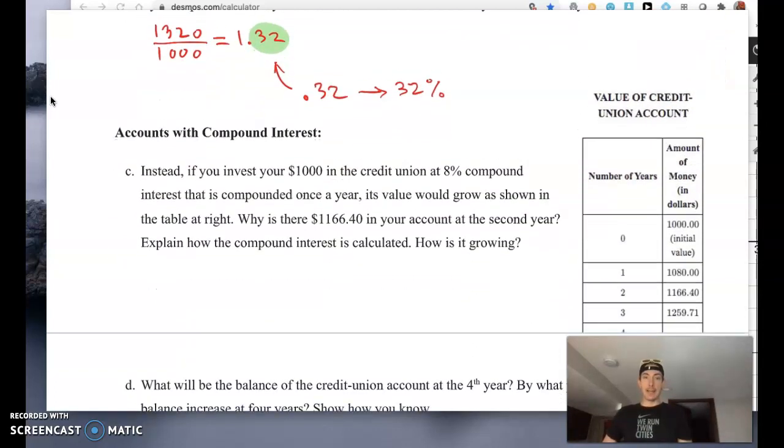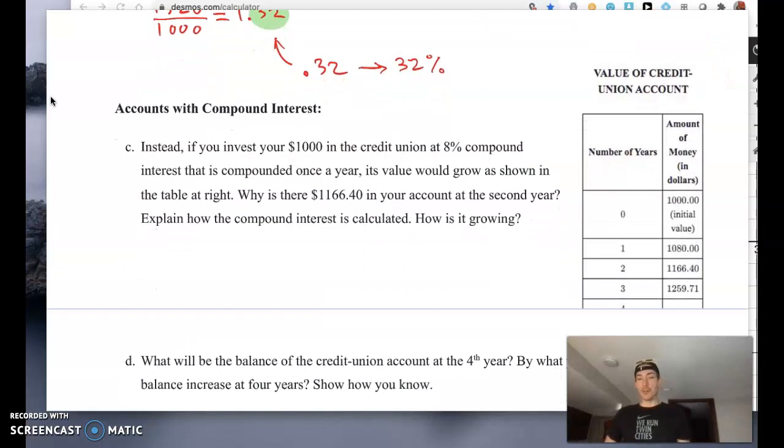Okay, and let's go ahead and read Part C and make sure we're understanding what some of these compound features are. Instead, if you invest your $1,000 in the credit union compound interest that is compounded once a year, its value will grow as shown in the table on the right. Why is there $1,166.40 in your account in the second year? Explain how the compound interest is calculated. How in the heck is this thing growing?